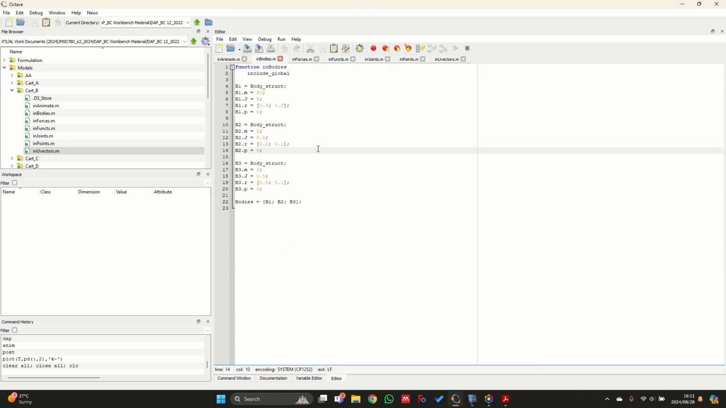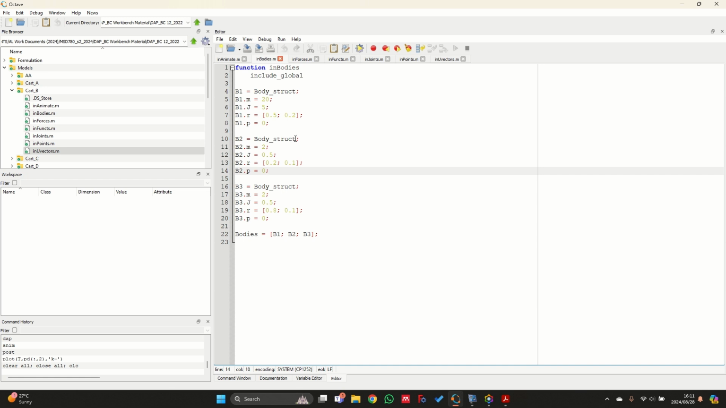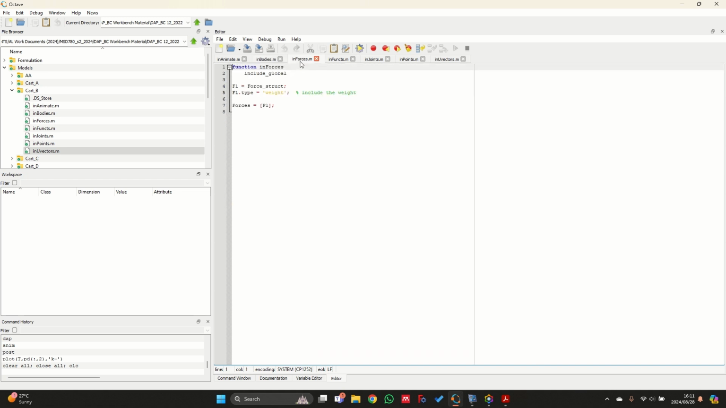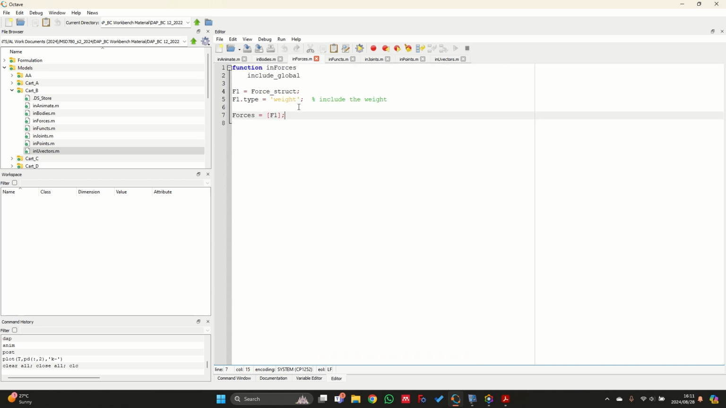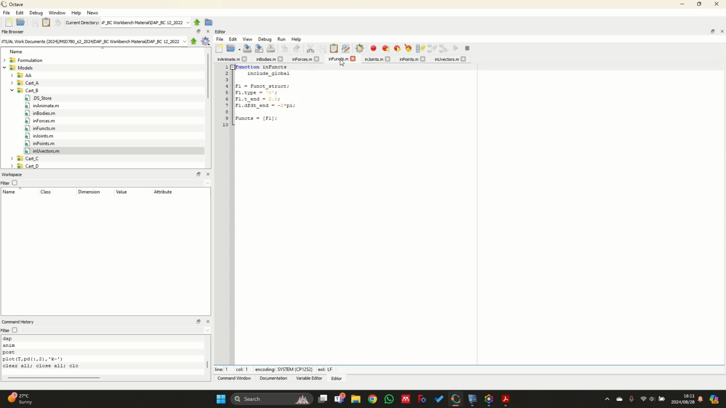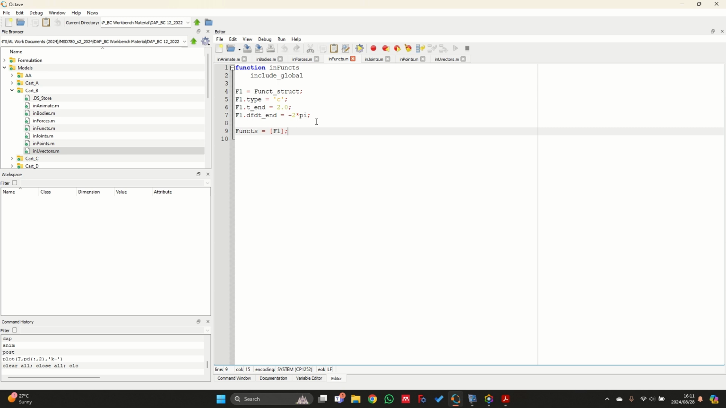Then for in bodies, this also remained the same as what we had for card A. So we once again have 3 bodies, a main body, and then the 2 wheels as well. In forces, we simply have the weight acting on the system. Then for in funct, and this is now where we changed our function, we're now using a type C function. And the only 2 things that I specified for this one is t end, which is 2 seconds, and then dfdt end, which is minus 2 pi radians per second. The fact that I didn't specify t start or f start means that it's automatically set equal to 0, and that is indeed what I want for this simulation.